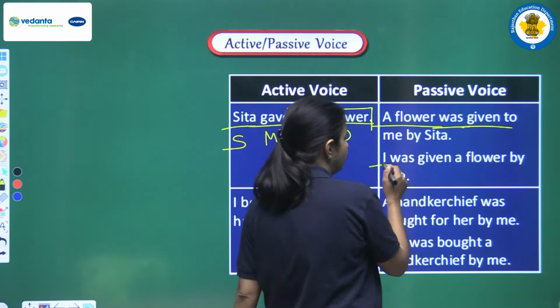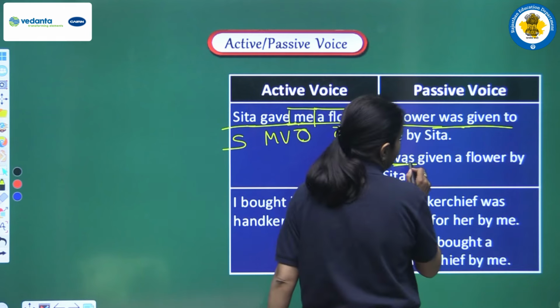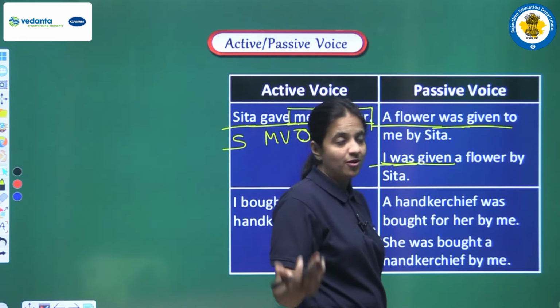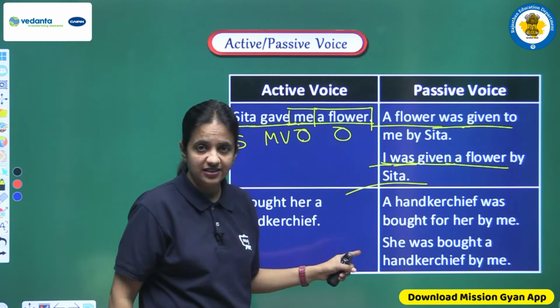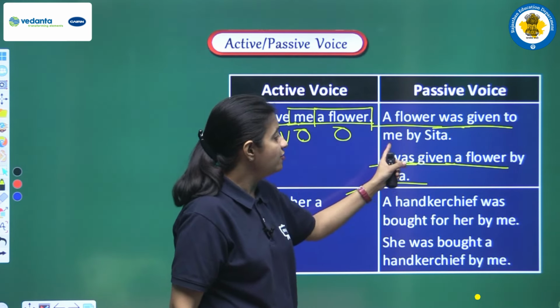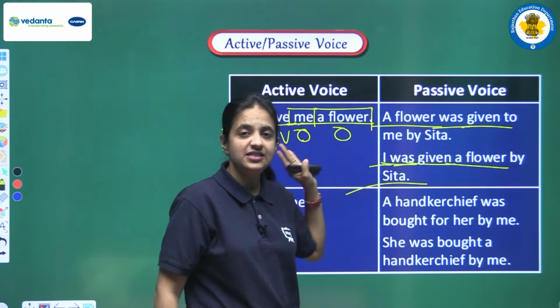So now we are converting the objective case into subjective case and we are writing "I". Okay, next we follow the same thing: helping verb, then the first form of the main verb, or we can say the third form, then the other object, and in the end of the sentence "by Sita". So this will be the structure: I was given a flower by Sita.